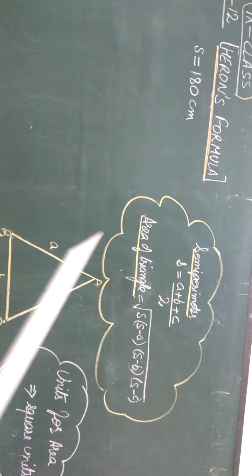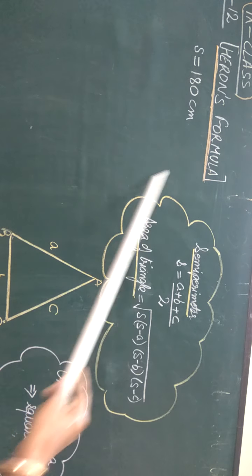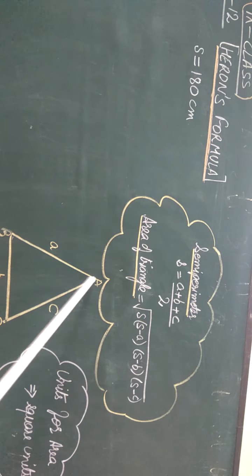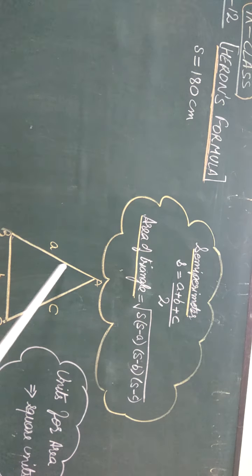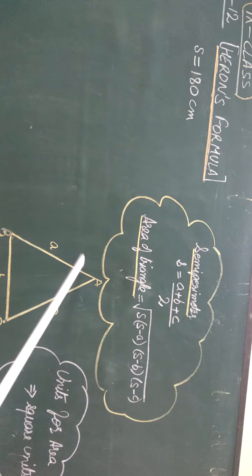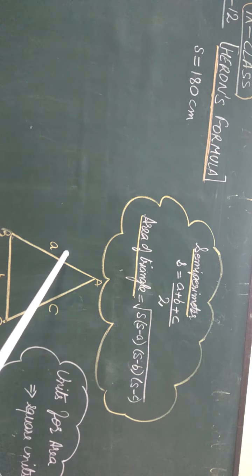Today we are going to start with Unit 12, Heron's Formula. Dear students, in this chapter we will study how to find the area of a triangle whose perpendicular is not given to us, or it is not a right triangle. Because if the triangle is a right triangle, then we can apply the formula half base into height. But if the height is not given, and instead all the three sides are given to us, then this formula can be used.